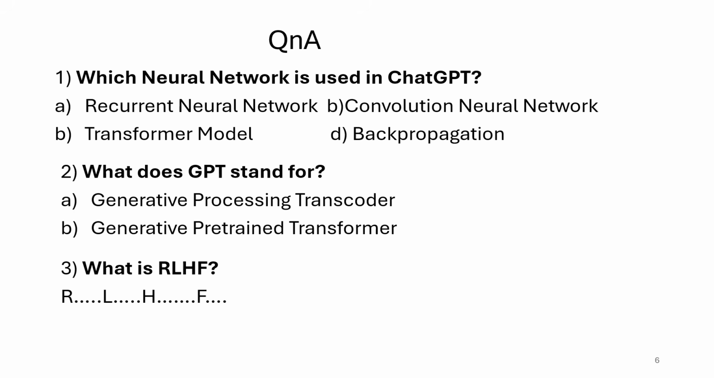I hope you have answered these questions in the comments. Now let us quickly look into the answers. Which neural network is used in ChatGPT? Yes, you are right, it's the transformer model, a feed-forward neural network. What does GPT stand for? Answer B, Generative Pre-trained Transformer. RLHF stands for Reinforcement Learning with Human Feedback.